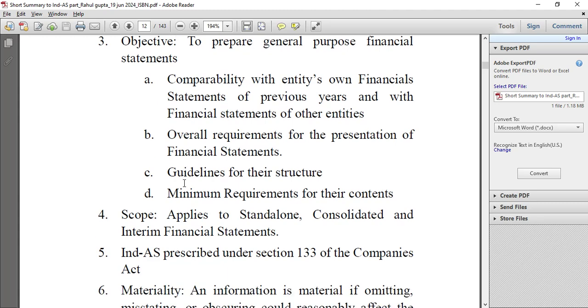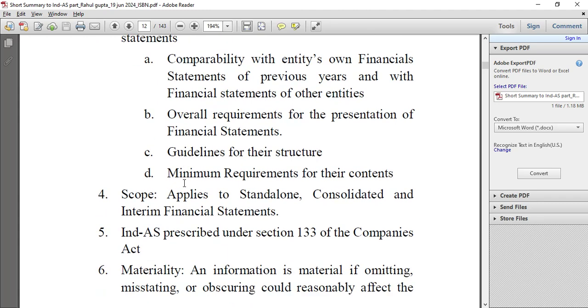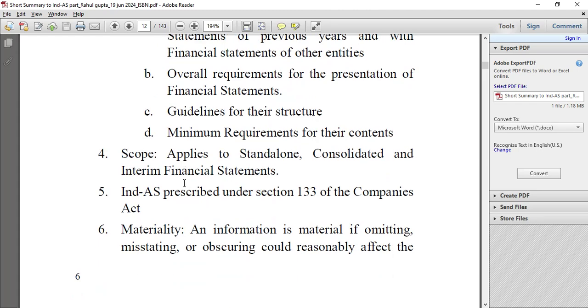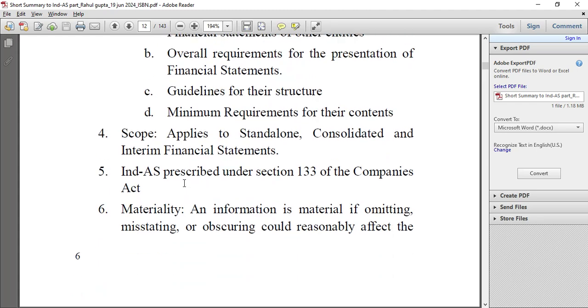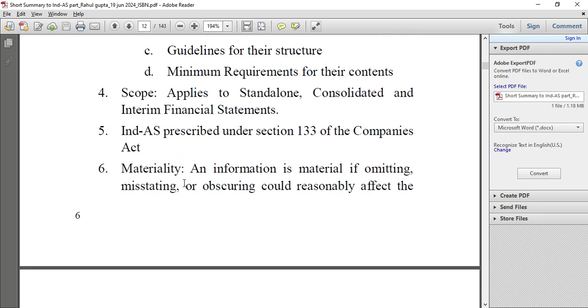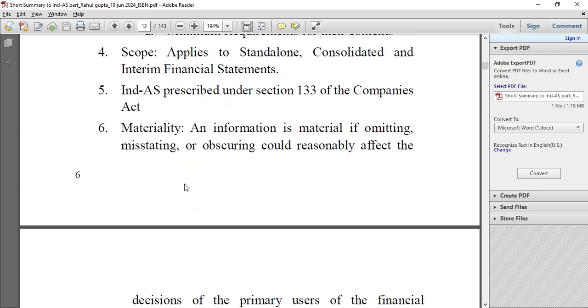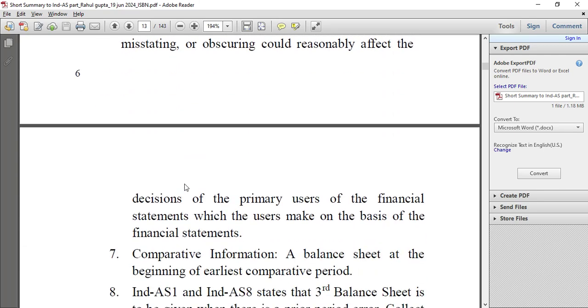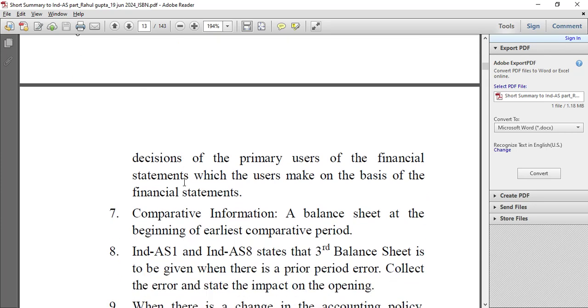Scope applies to standalone, consolidated, and interim financial statements. Ind-AS prescribed under Section 133 of the Companies Act. Materiality: information is material if omitting, misstating, or obscuring could reasonably affect the decisions of the primary users of the financial statements, which the users make on the basis of the financial statements.